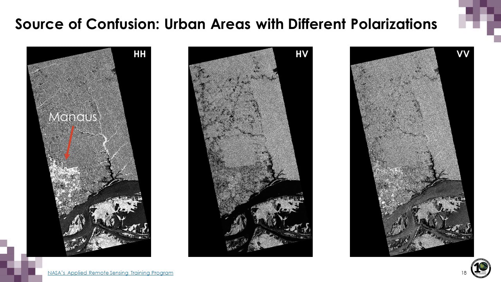Here I've illustrated images of that same area at different polarizations. You can see that at HH, both urban and flooded areas are very discernible. At VV, urban areas are more discernible than flooded vegetation. The reason for this is that the signal is attenuated by vegetation, but not at the same level by urban areas. And at HV, urban areas are minimally discernible, but so are flooded areas.